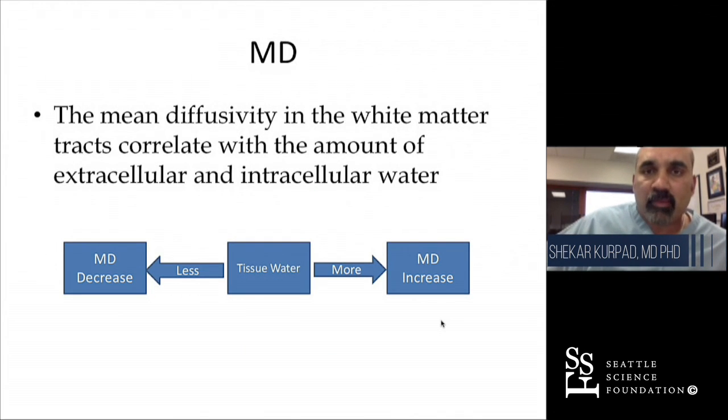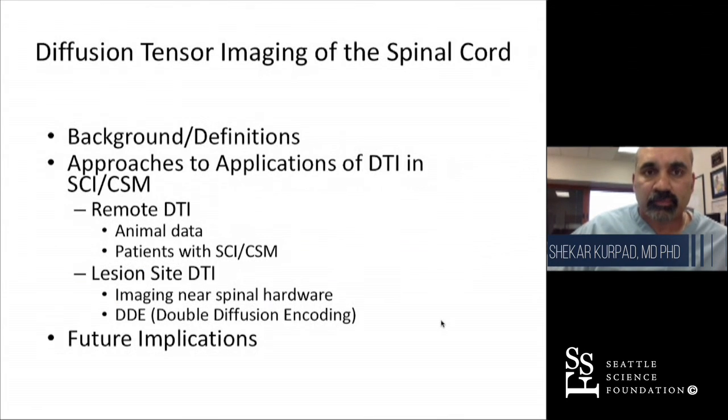Mean diffusion simply measures the overall extent of diffusion of water molecules in a slice of spinal cord tissue, and it's a direct function of tissue water. Less tissue water means reduced mean diffusion, and more tissue water means increased mean diffusion.